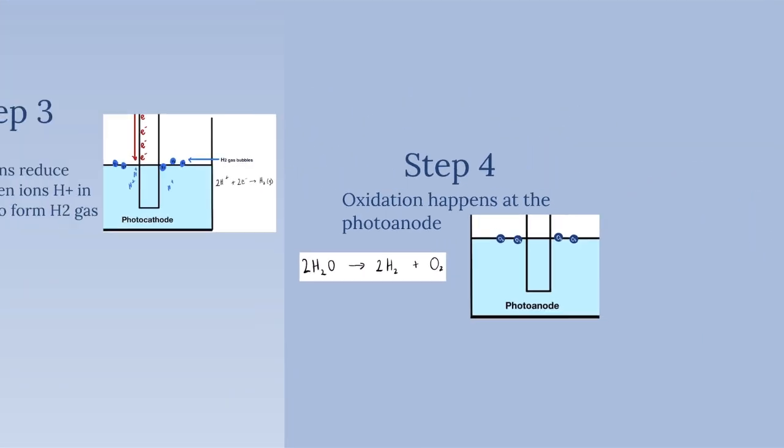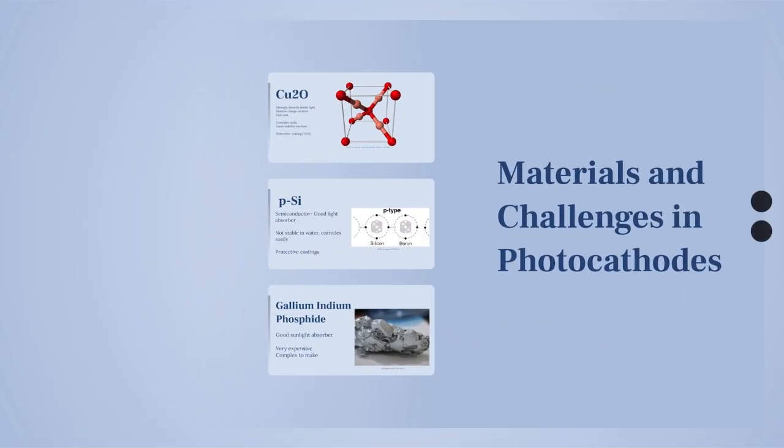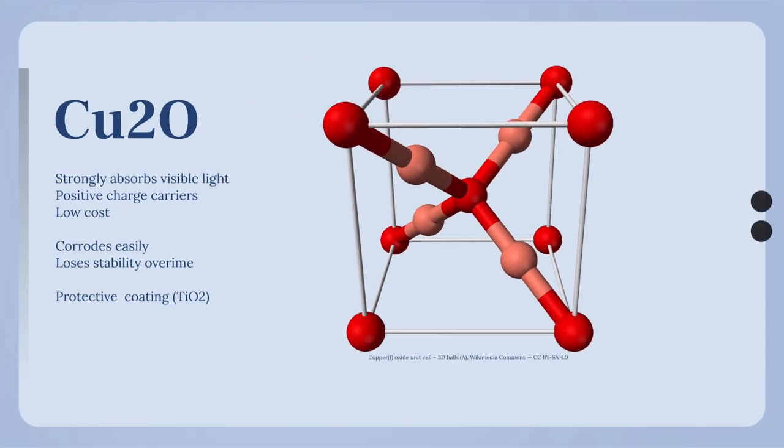What are some commonly used materials for the photocathode? Well, one of them is copper oxide, as it strongly absorbs visible light. It has positive charge carriers and it is low cost. However, it corrodes easily, so it loses stability over time. This can be fixed by adding protective coatings like titanium oxide.